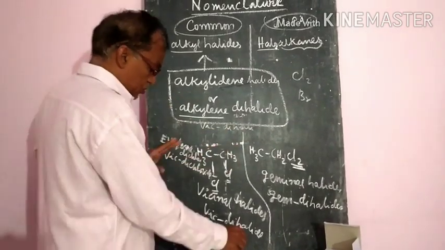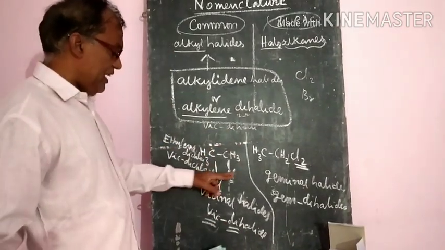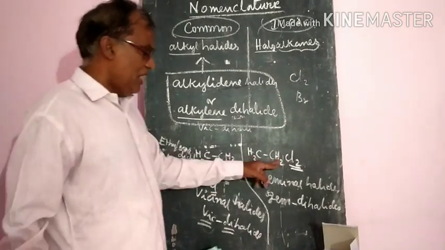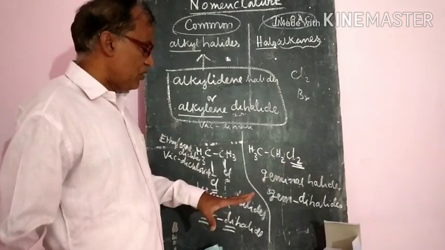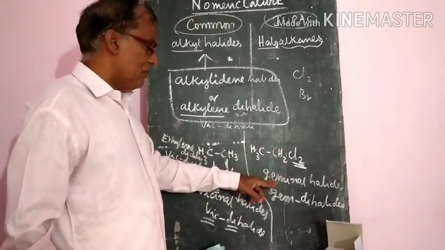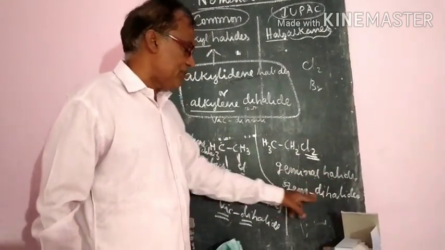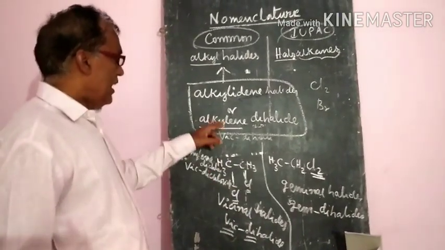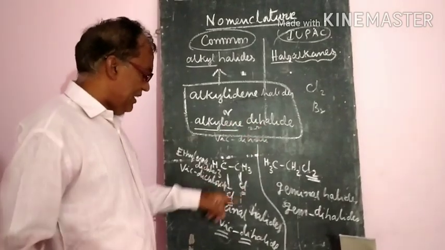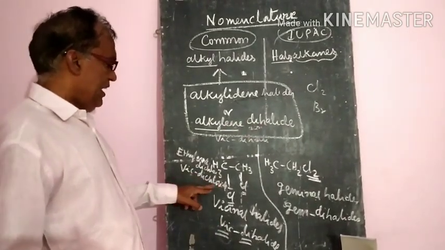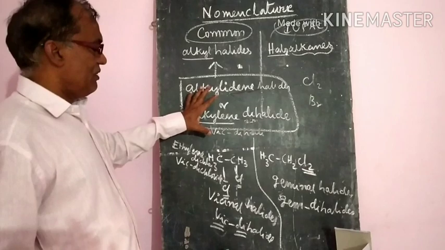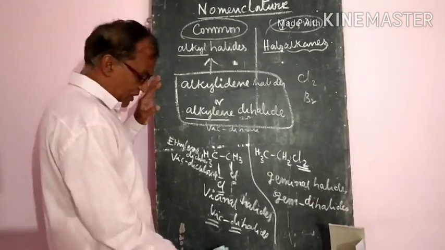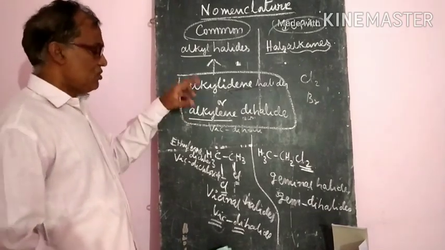Just check where the halogen atoms are attached. Are they attached to adjacent carbon atoms? Are they attached to one carbon atom only? If they are attached to one carbon atom, they are geminal halides or gem dihalides. If they are attached to adjacent carbon atoms, they are alkylene dihalides or vic dihalides. Like that we will give the names. Remember, exercises 10.1 and 10.2 they have given, just to practice.